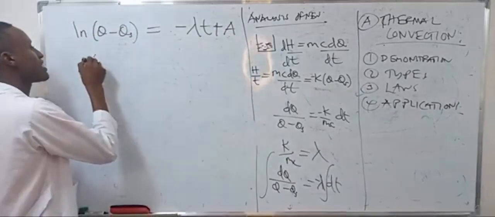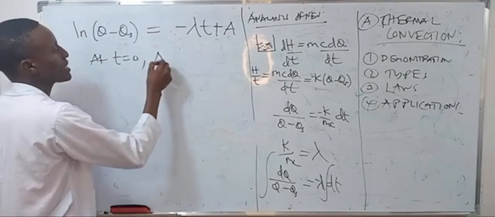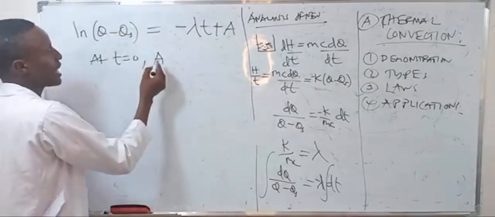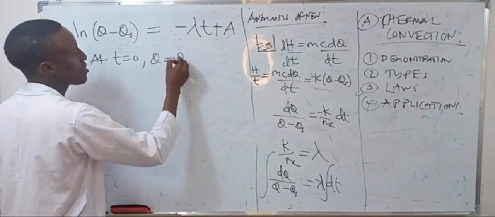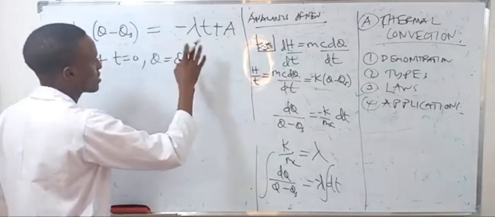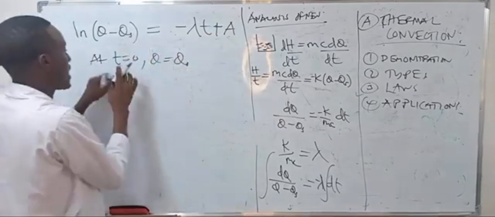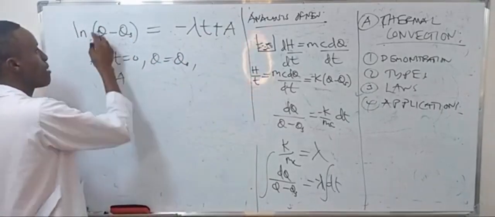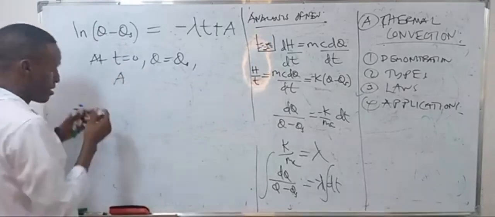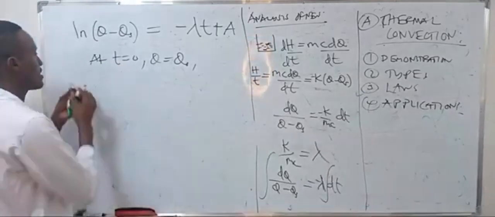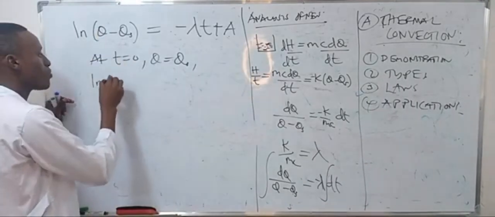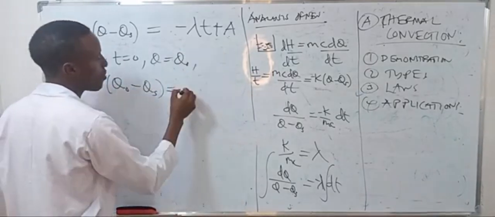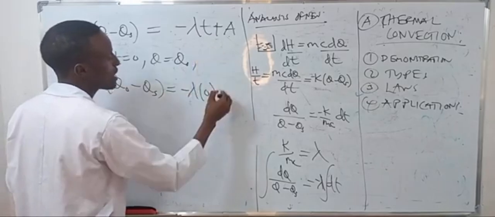So we say at time t equal to 0, the temperature is theta equal to theta naught, the initial value. Let me substitute the values. ln of the initial temperature theta naught minus that of the surroundings is equal to negative lambda times 0, plus A.